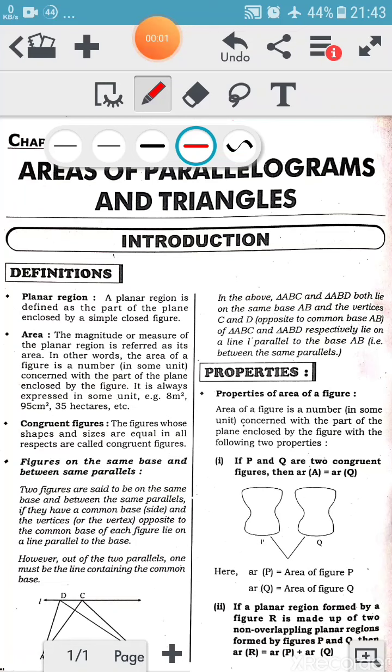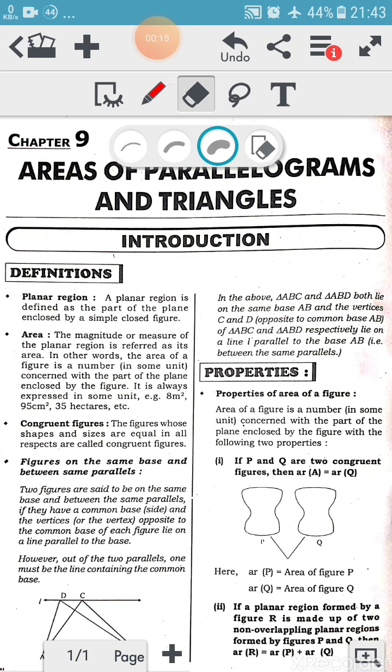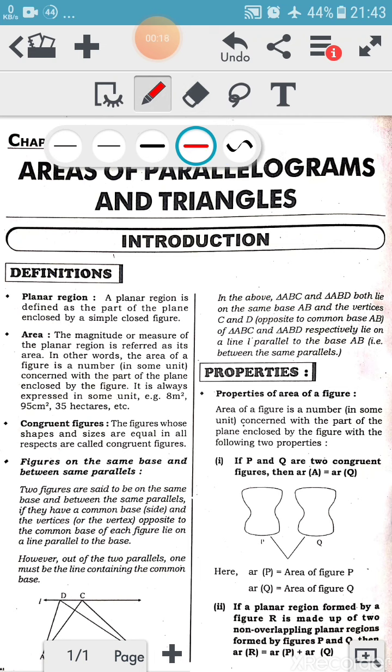Hello students, so today I am going to start chapter 9, that is areas of parallelograms and triangles. At first you have to learn about planar region. So what is planar region? A planar region is defined as the part of the plane enclosed by a simple closed figure.